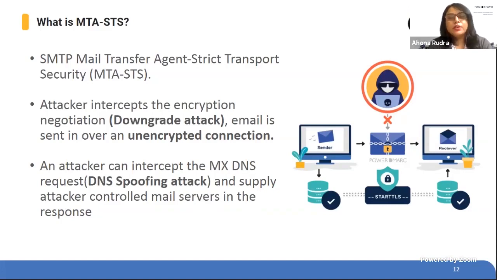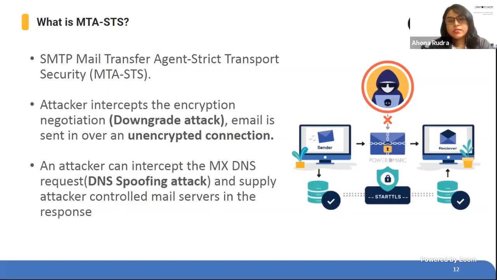Very briefly discussing what an SMTP downgrade attack is. When an attacker rolls back an encrypted SMTP connection into an unencrypted one by tampering with the encryption command, it is known as a downgrade attack. On the other hand, when an attacker intercepts the MX DNS request to manipulate the sending server into sending the email to an attacker-controlled mail server instead of the original receiving server, it is termed a DNS spoofing attack.